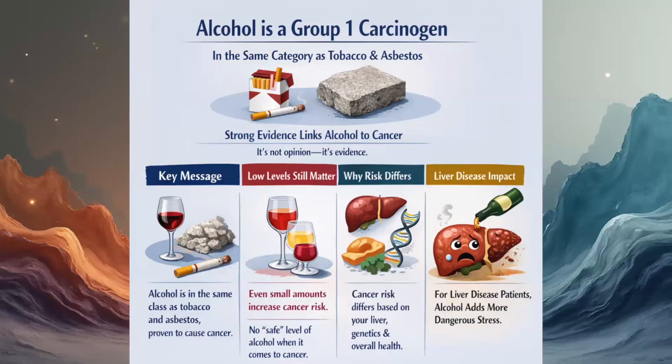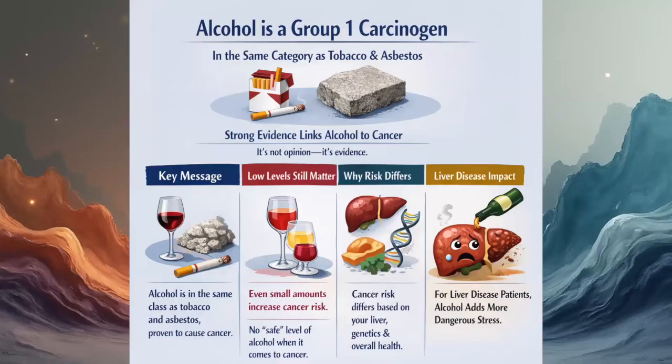So why is the risk different? The same exposure does not affect everyone in the same way. Your cancer risk is going to depend on things like the health of your liver, if you have liver disease, metabolic factors, and really importantly, genetics. The same exposure can carry different consequences depending on the liver and the genetics it is acting on. Some people are genetically more vulnerable to alcohol-related injury, inflammation, and cancer development, and this is one reason why a person can drink similar amounts and have very different outcomes.